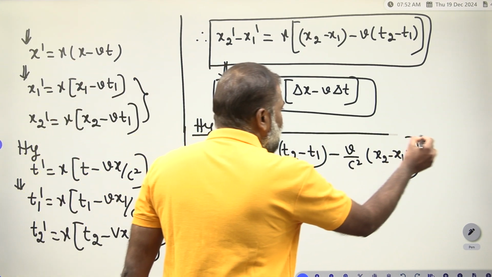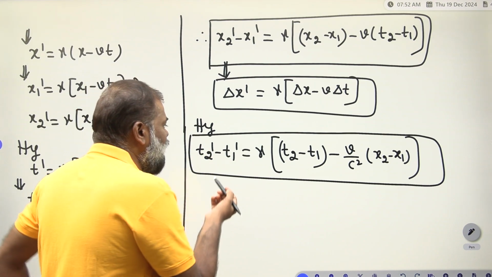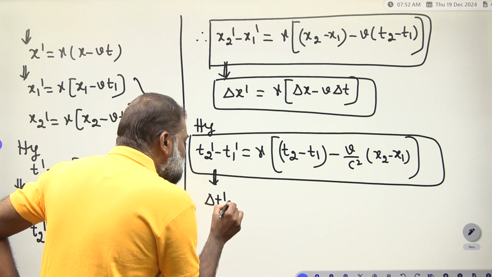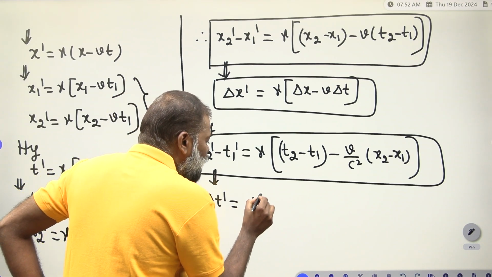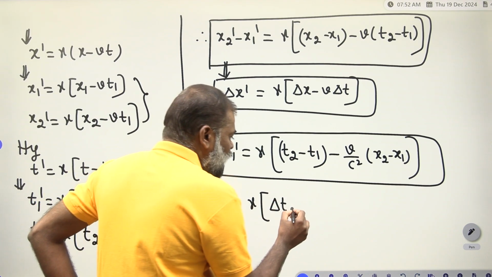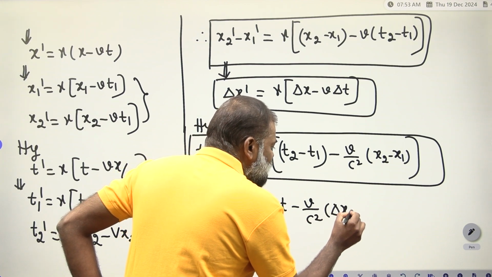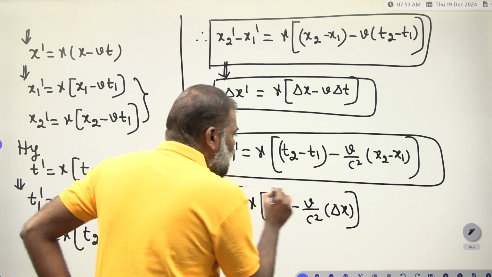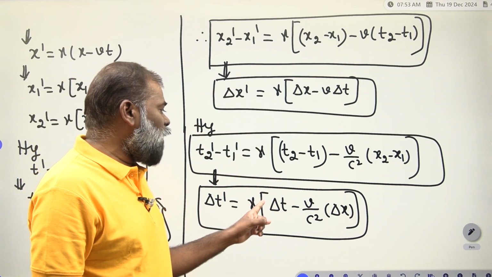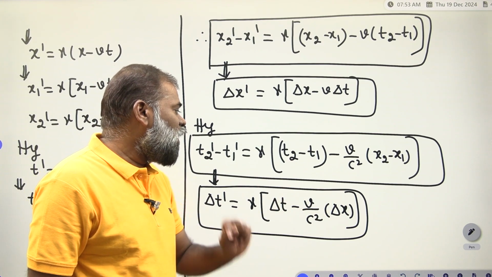So this is also a very, very important equation, once you have to confirm the simultaneity. Therefore, delta t dash is equal to gamma into (t2 minus t1), which is delta t, minus v by c square into (x2 minus x1), which is delta x. Clear? Delta t dash is equal to gamma into delta t minus v by c square into delta x.